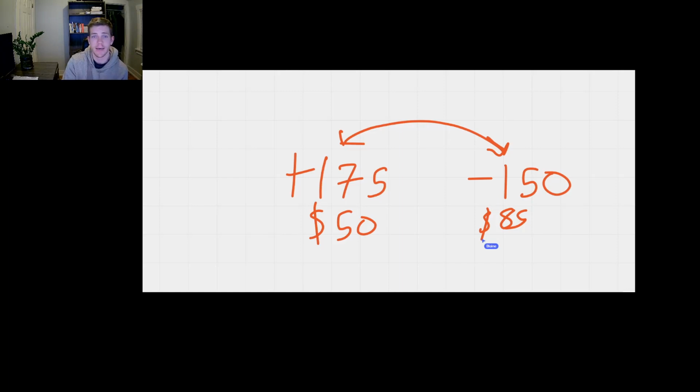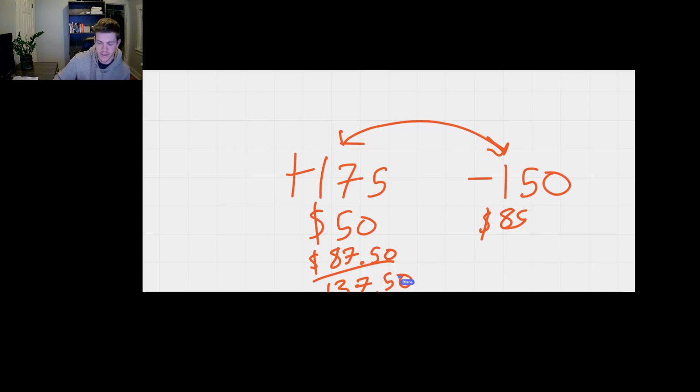Obviously that's the simple math, but I want to give you exactly what that turns out to be. So on a 175, if you bet $50, you'll be up $87.50 for a total up of $137.50.